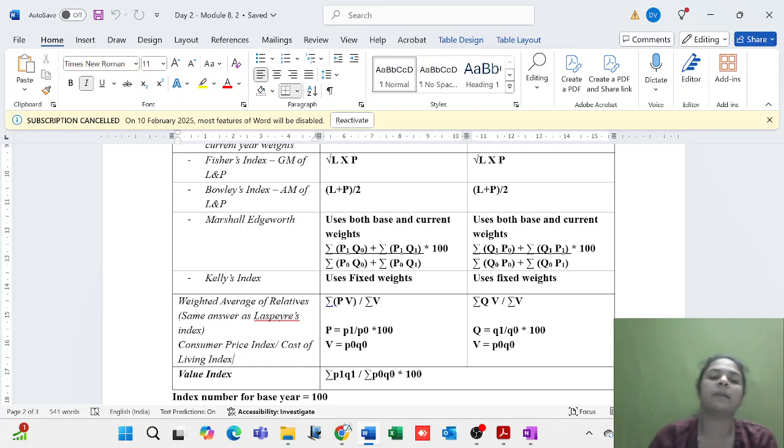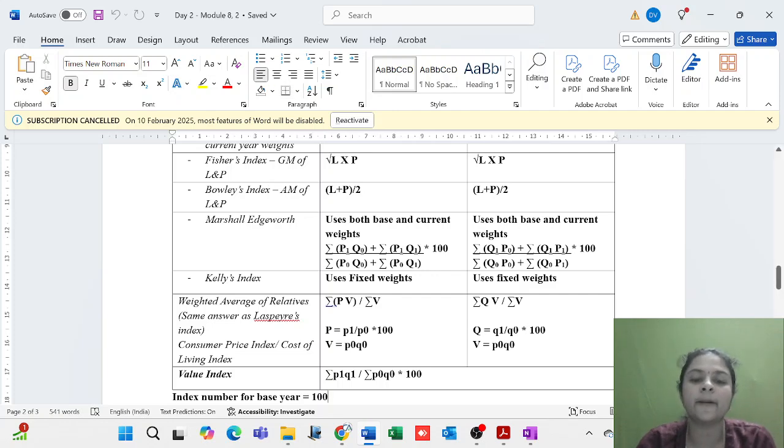Okay. Now coming to value index, which is the last, sigma P1 Q1, which is price current year, quantity current year, by P0 Q0, price base year, quantity base year, into 100. This is value index. There is no price index or quantity index here. Value index has only one formula, sigma P1 Q1 by sigma P0 Q0 into 100. Is it clear?